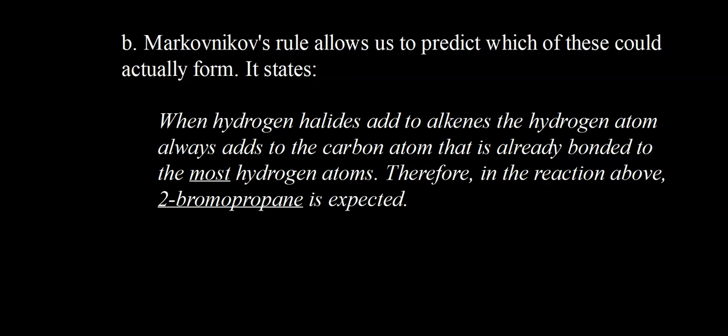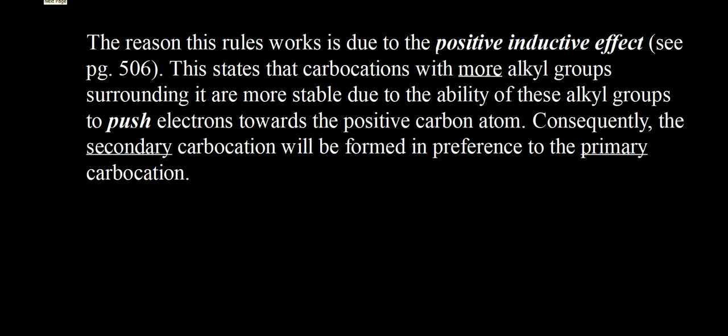So why does the hydrogen of the hydrogen halide add to the carbon with already more hydrogens? And the halide, the halogen, adds to the carbon with less hydrogens. Has to do with the carbocation that is produced. And again, I said in the first mechanism, we saw the formation of a primary carbocation. And in the second mechanism, we saw the formation of a secondary carbocation. So it says here, the reason that this rule works is due to something called positive inductive effect. So you can read about that on page 506 of your textbook.